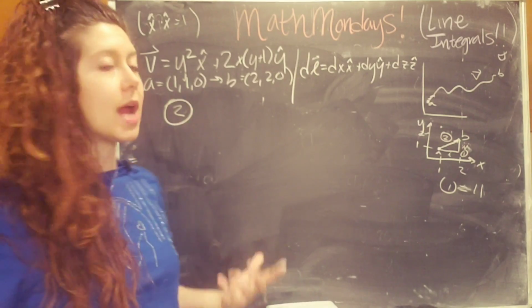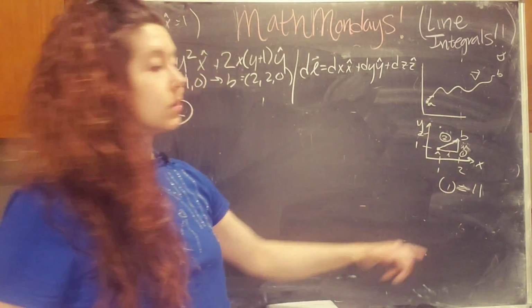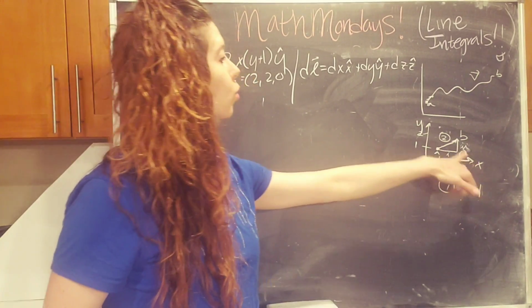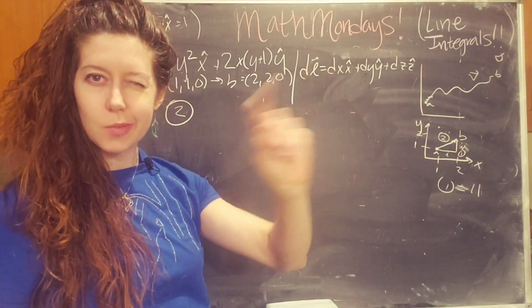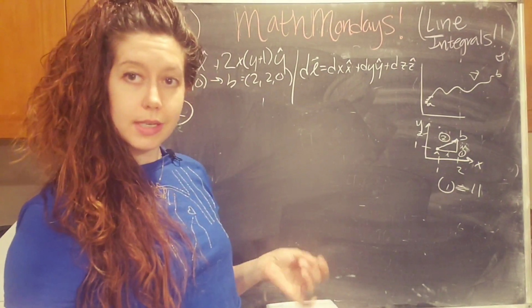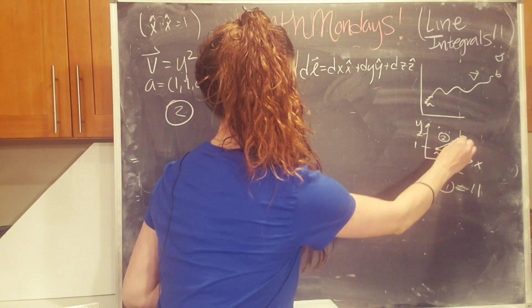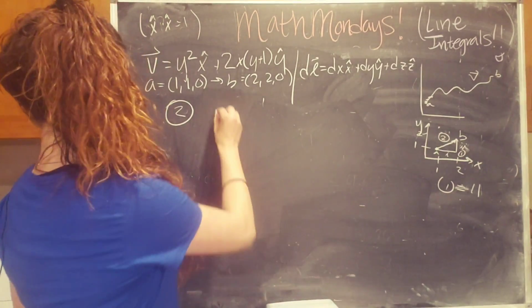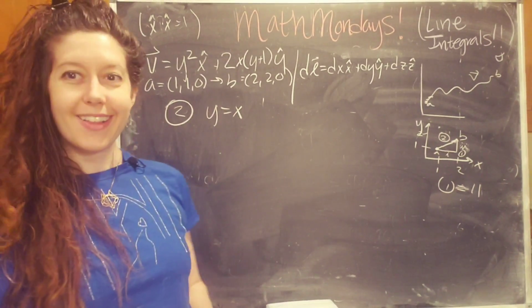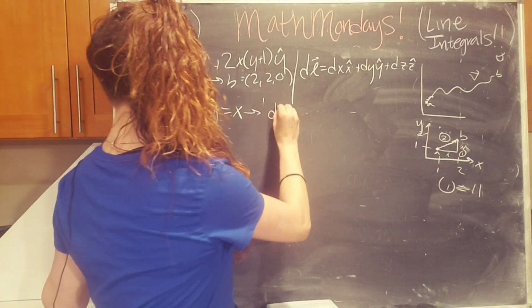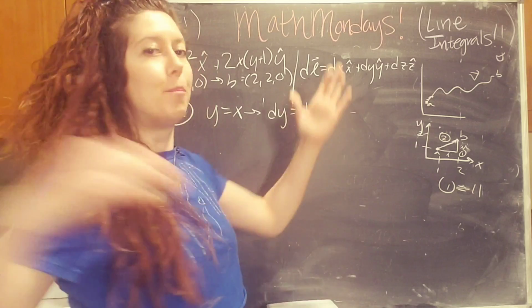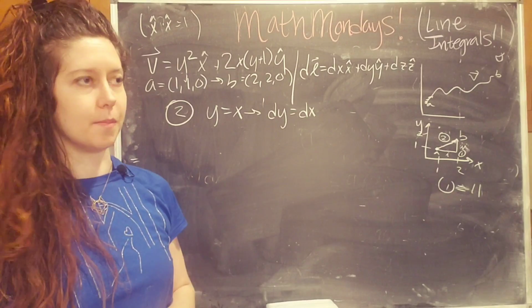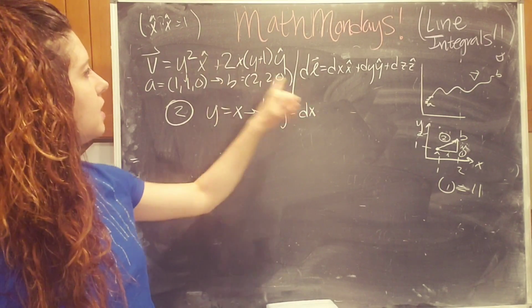So that's the first thing that we have to do, is recognize we don't really want to deal with two variables at the same time. And so how can we rewrite the second path so that we only have one variable? Well, interestingly enough, this path from A to B along this diagonal route is of the equation y equals x. Look at that. And so that also tells us that dy equals dx.